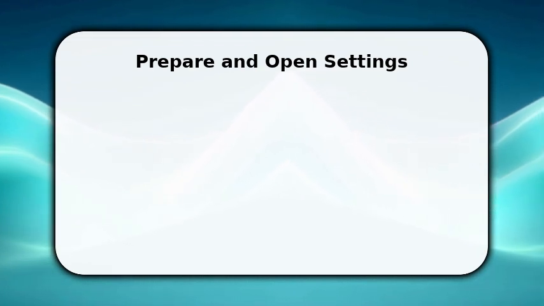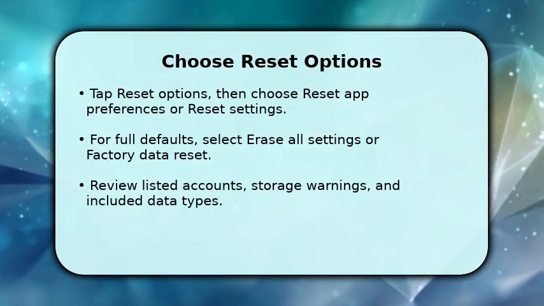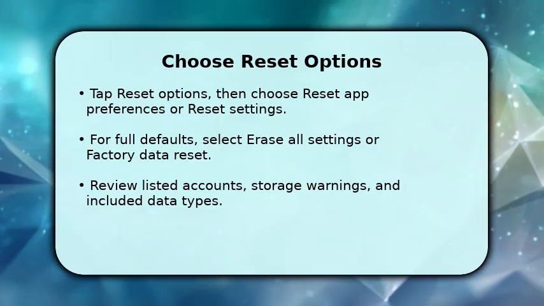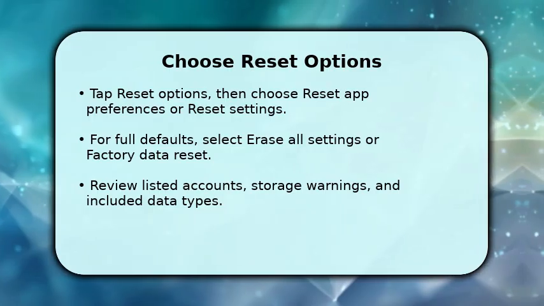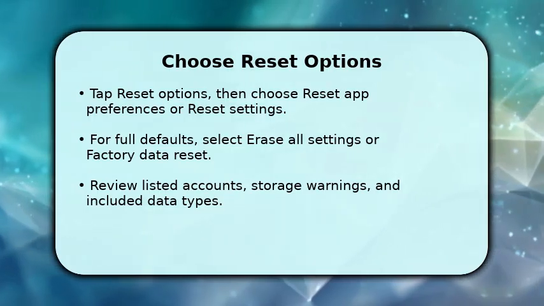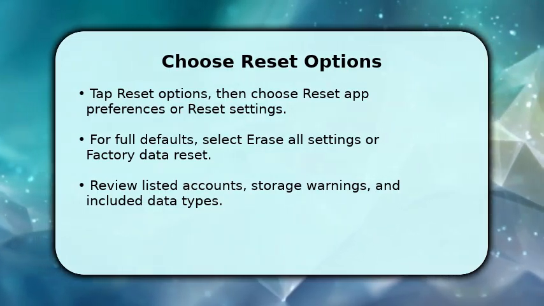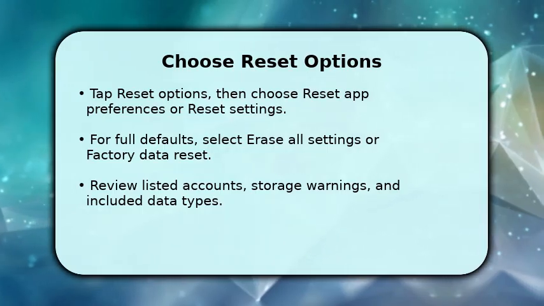You'll now pick which reset type you need and why. Resetting app preferences clears defaults and permissions without deleting data, while factory data reset restores system defaults and erases personal data. Once you tap Reset Options, read the descriptions carefully and choose the one matching your goal.